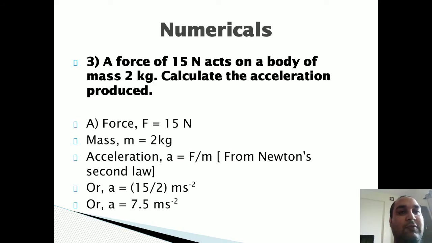Next one: a force of 15 Newton acts on a body whose mass is 2 kg. We have to find the acceleration produced. We know the formula F equals m into a, force equals mass into acceleration. Here we have to find acceleration, so acceleration can be written as F upon m. So acceleration a is equal to 15 upon 2, that will be 7.5 meter per second square.